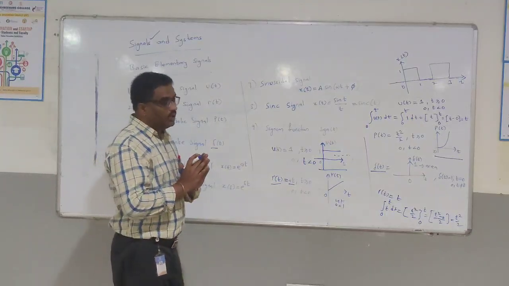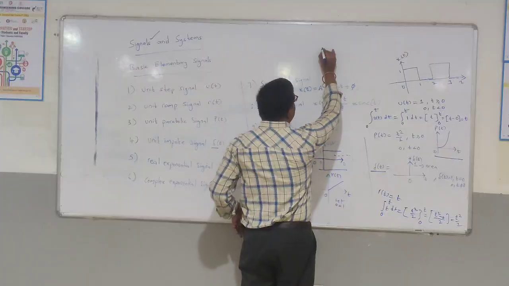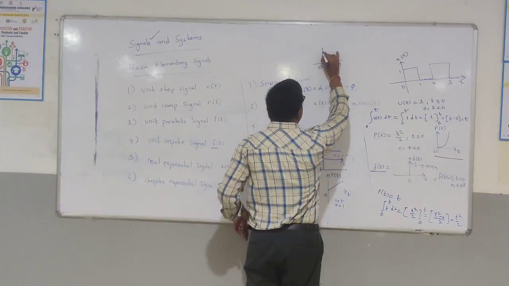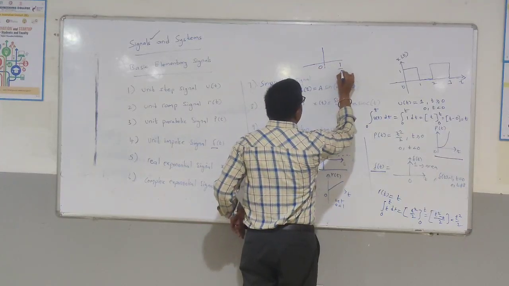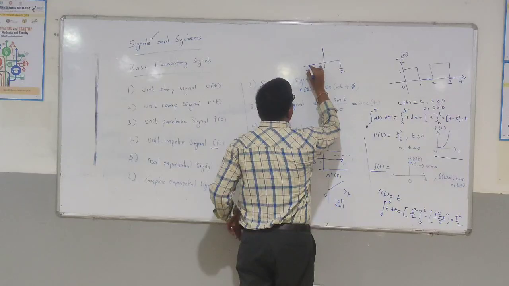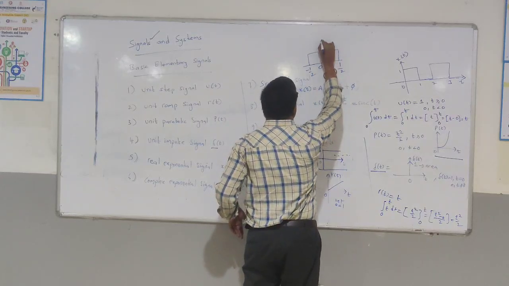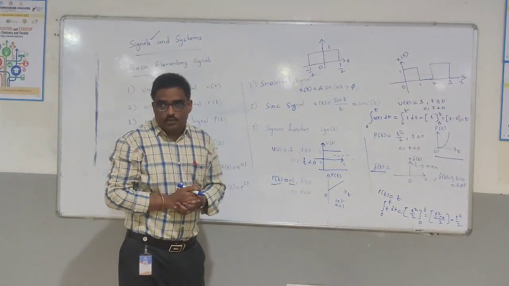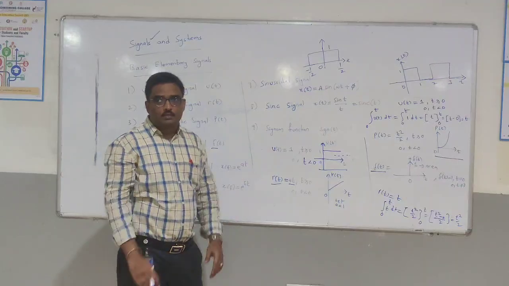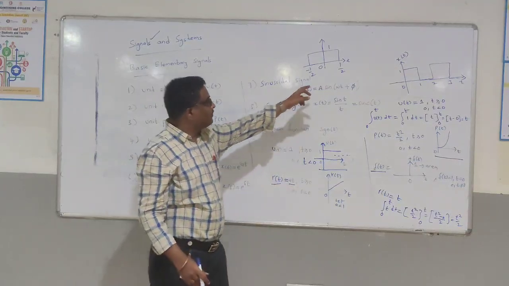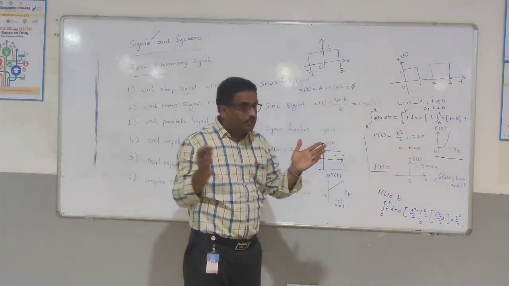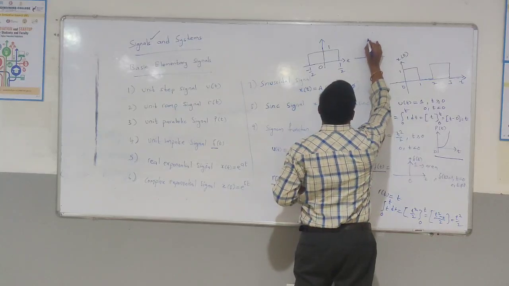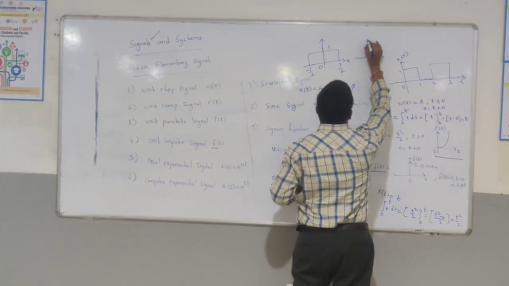Actually we don't have impulse signals in practice. Suppose you consider a pulse signal, in between minus 1 by 2 and plus 1 by 2, within this time limit I have a pulse signal. The pulse amplitude is 1. So this is the pulse signal. If you compress this pulse signal to the 0 level, it looks like this.